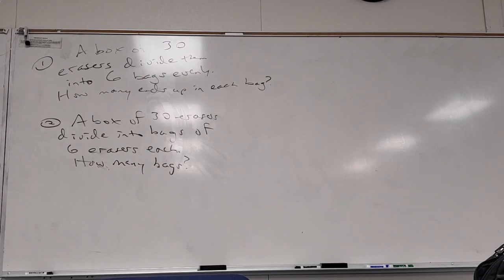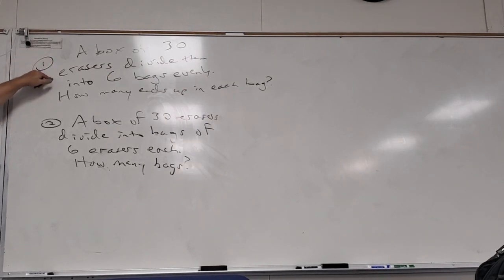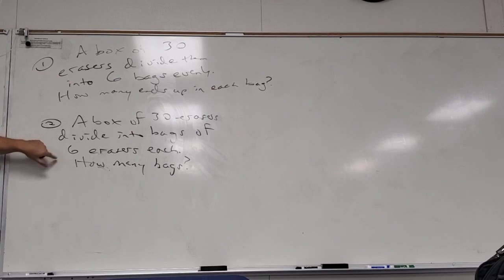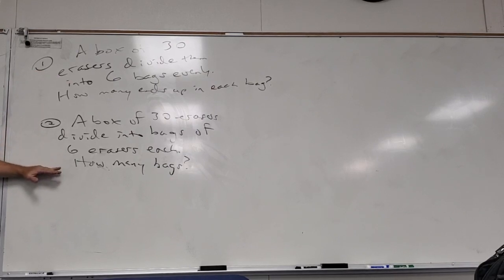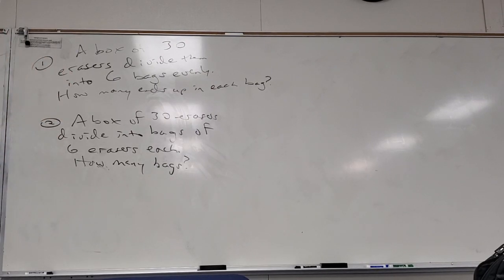Of course, what's the answer for both? 5, but it references different things, correct? 5 what's in problem number 1? 5 erasers end up in each bag. In this one, you need 5 bags, right? So the math doesn't care about the physical interpretation of the numbers. It says 30 divided by 6 is 5. But these are completely different physical realities, correct? You guys with me? Okay, I like it.